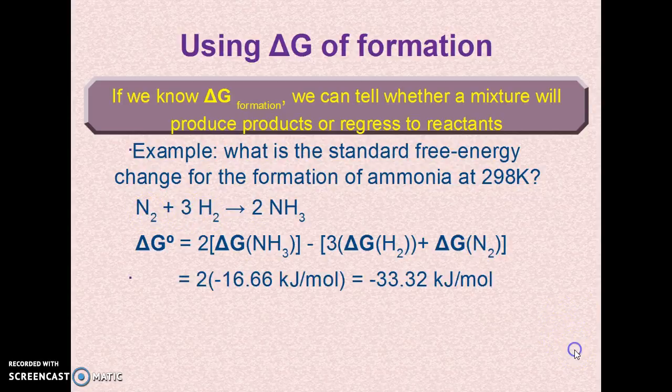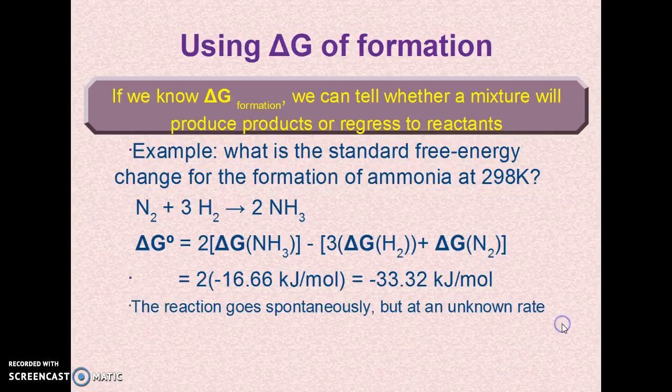Oh, that's actually pretty easy, isn't it? Because these two terms are 0 if they're in their standard state, which is a gas. So 2 times minus 16.66 kilojoules per mole is minus 33.32 kilojoules per mole. That's the standard delta G for the formation of ammonia at 298 K. The reaction goes spontaneously, that is, the reaction is favored, but at an unknown rate.